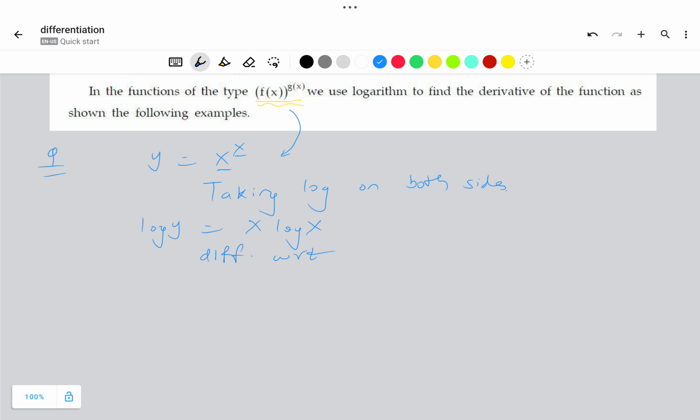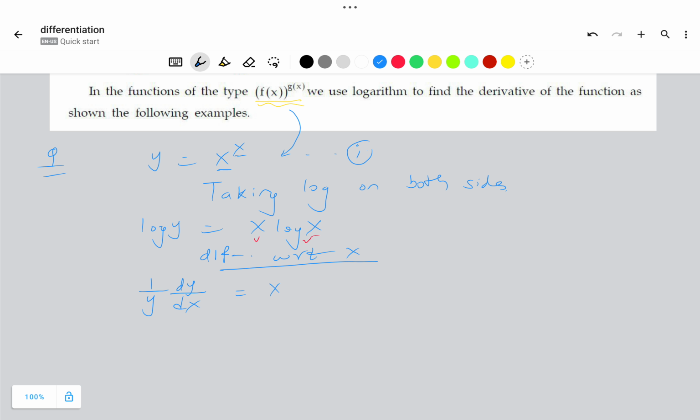Differentiation with respect to x. Let's give this as equation number 1. So the derivative of log y would be 1 upon y dy by dx, and here we apply the uv rule. This is our u, this is our v. So let's apply the uv rule.